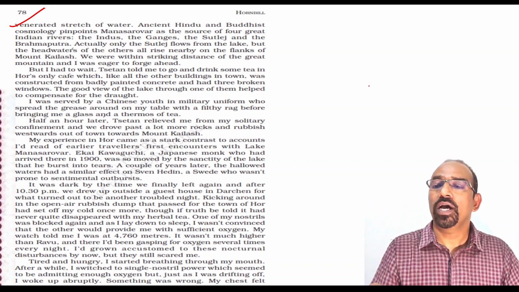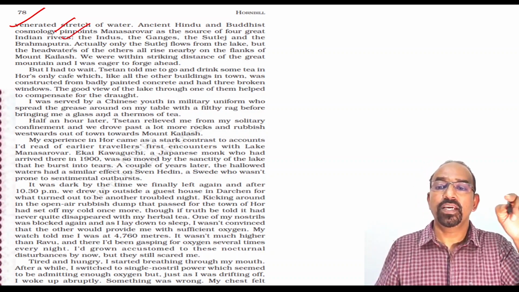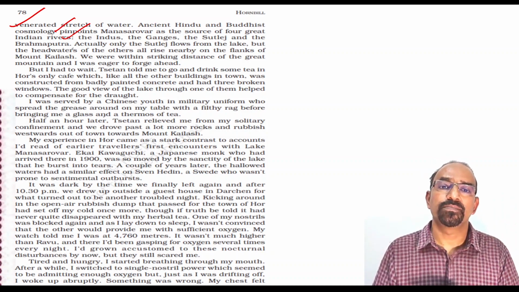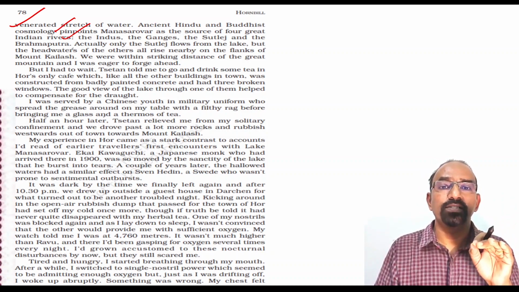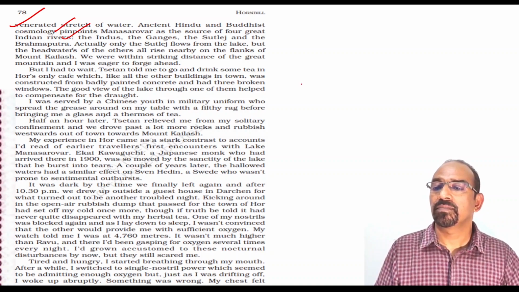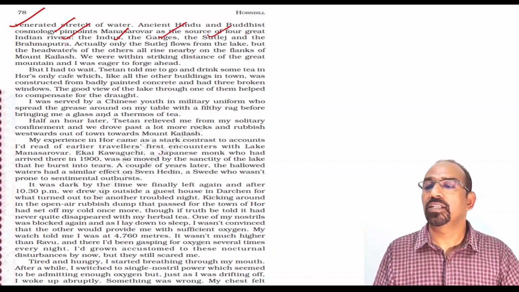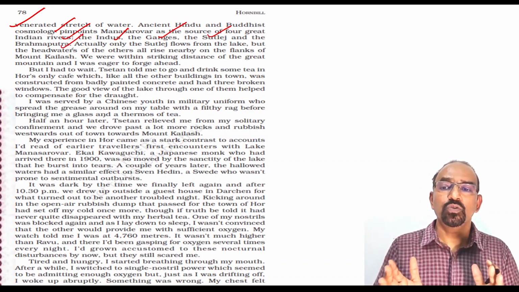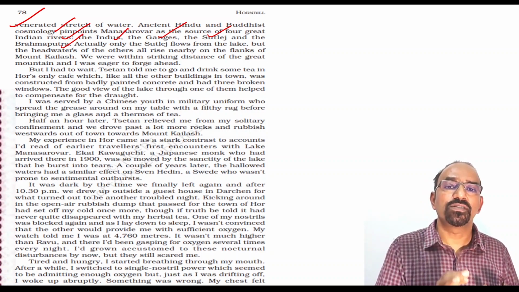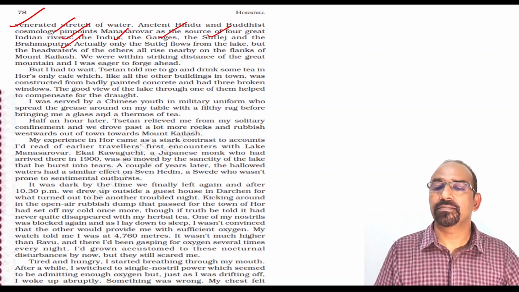The ancient Hindu and Buddhist cosmology pinpoints Mansarova as the source of four great Indian rivers: the Indus, the Ganges, the Satluj, and the Brahmaputra.